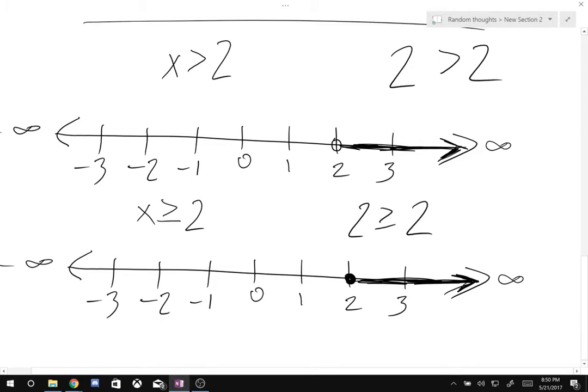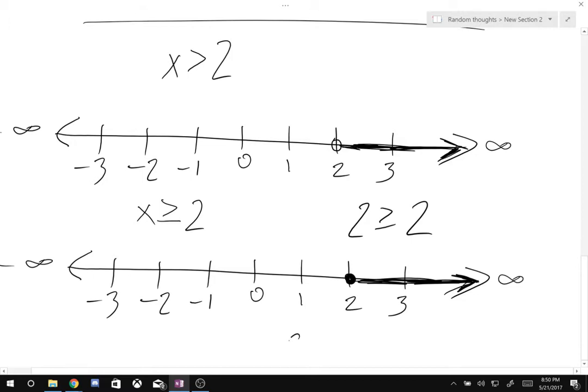Now this top one reads 2 is greater than 2. And that's not true, because 2 is the same number as 2. So there's nothing we can do there. That's simply wrong, because 2 isn't bigger than itself. The bottom one, however, reads 2 is greater than or equal to 2.